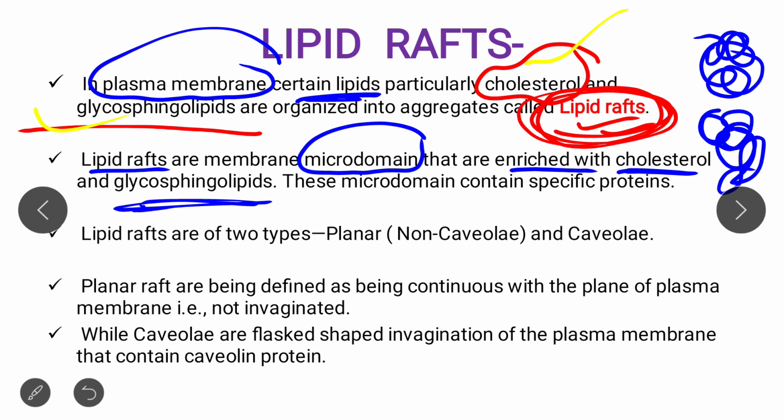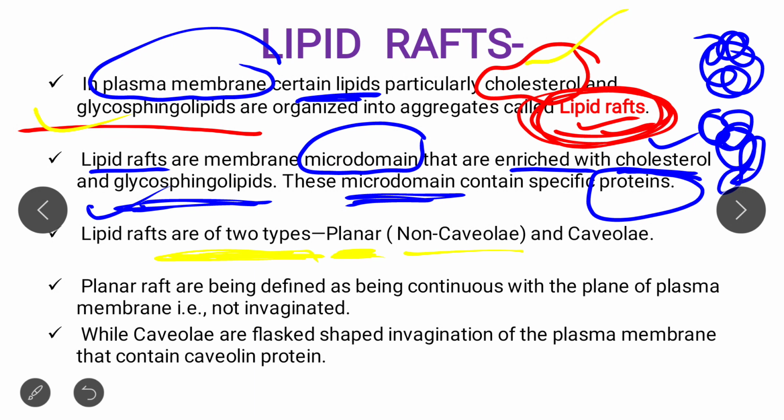A question may be asked in the examination: lipid rafts consist of what? Lipid rafts consist of cholesterol and glycosphingolipids, and this microdomain contains specific proteins. Please remember these two points. Next point: lipid raft is of two types, one is planar, or non-caveolar, and one is caveolar.